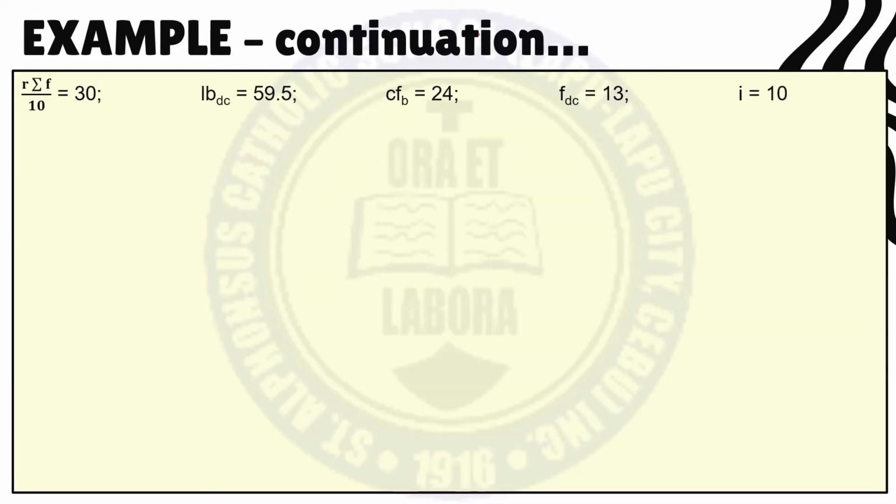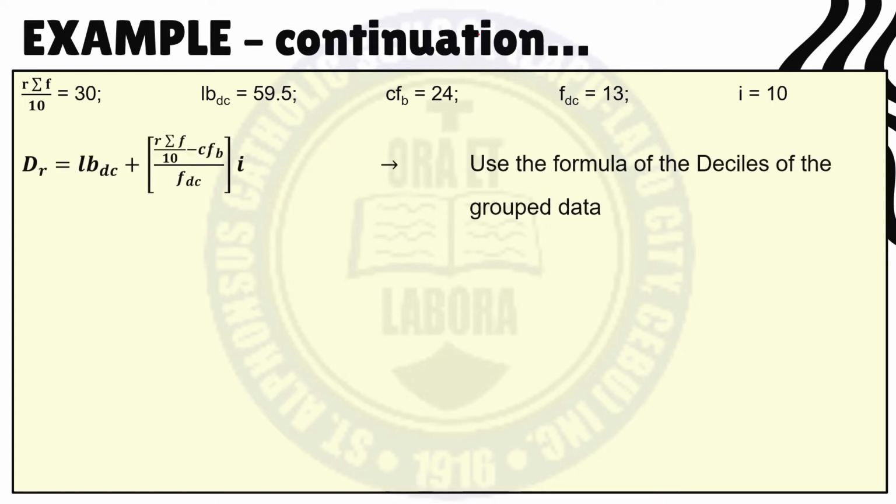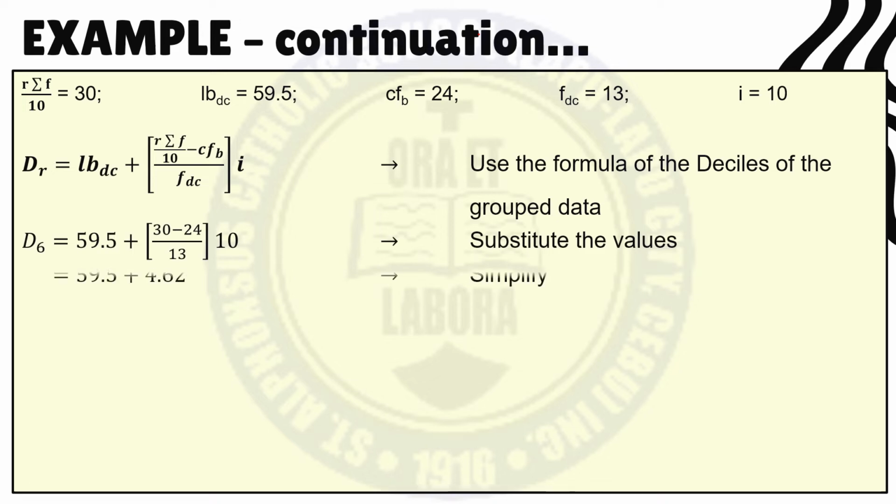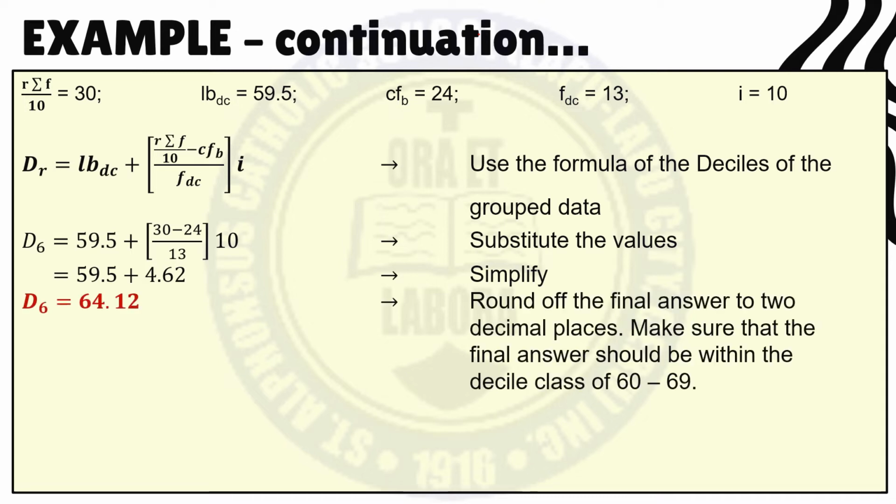So we have these values here. These values are needed to solve the value of d sub 6. So we will be using this formula to find the decile of the group data. Then substitute the given values. And then we have to simplify. So our d sub 6 is equal to 64.12.